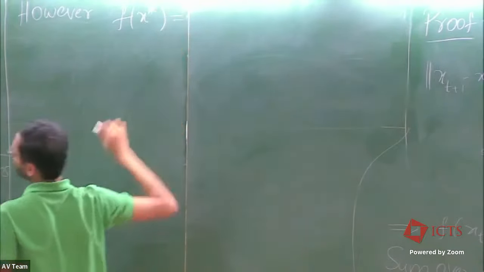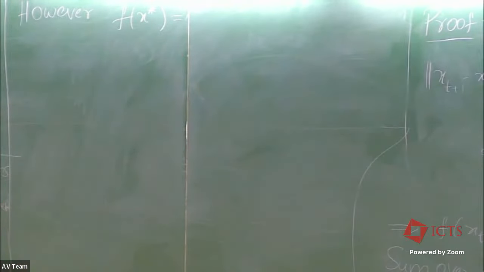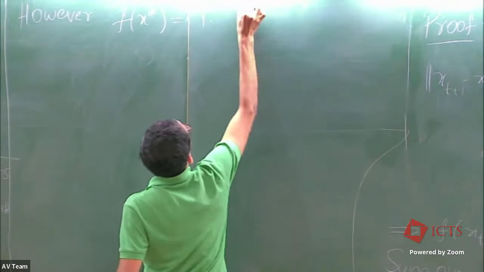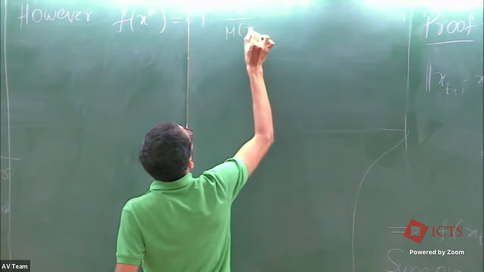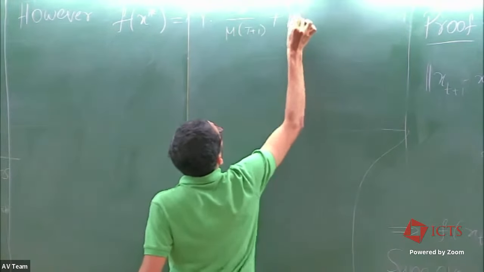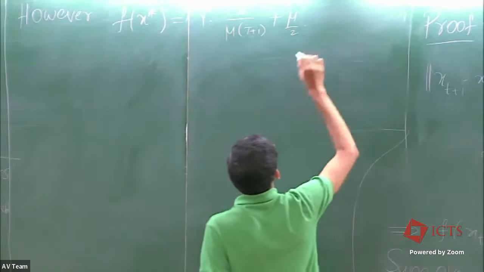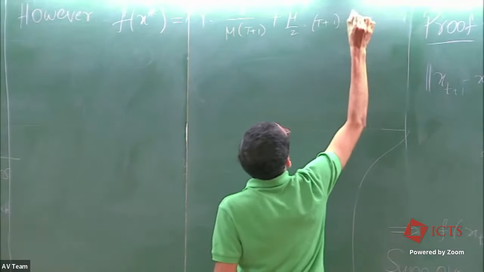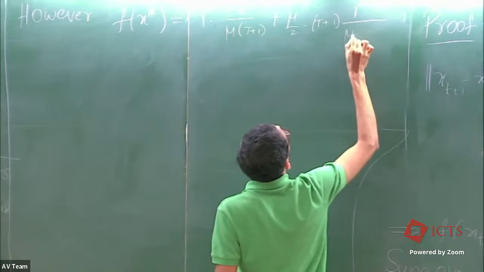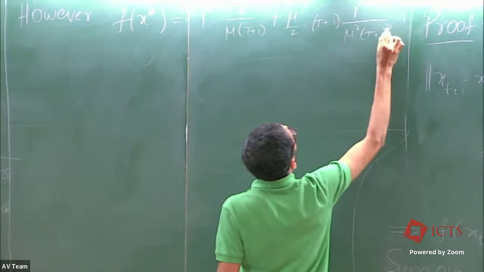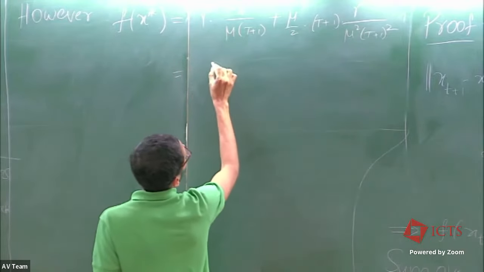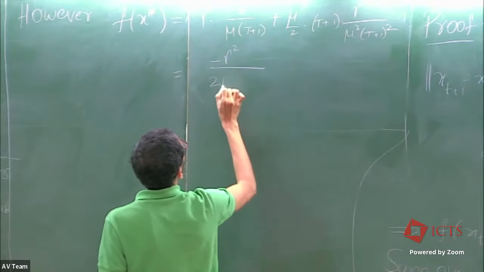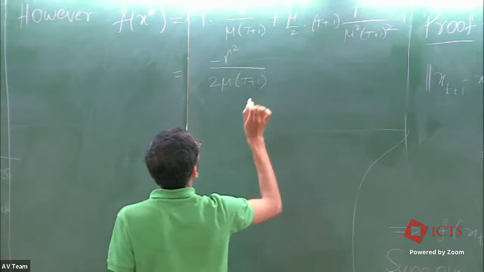so f of x star is equal to what? So we have this quantity, right? So gamma times the maximum is minus gamma over mu times t plus 1, plus mu over 2 times the norm square, which is t plus 1 times, okay, this is nothing but minus gamma square over mu times t plus 1.